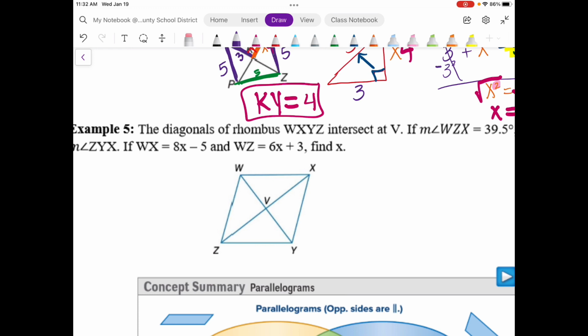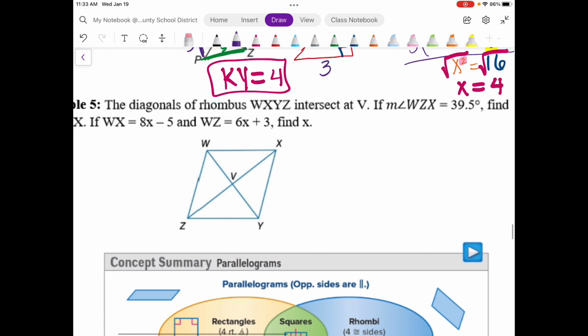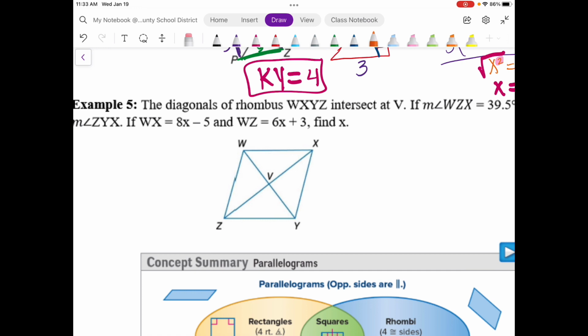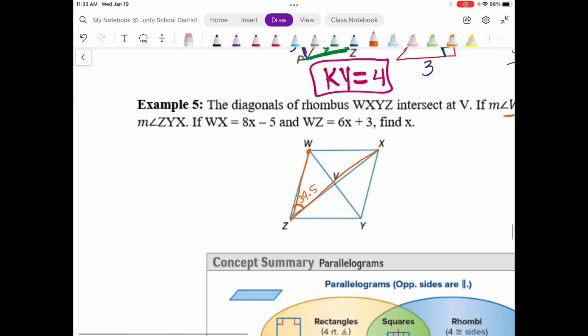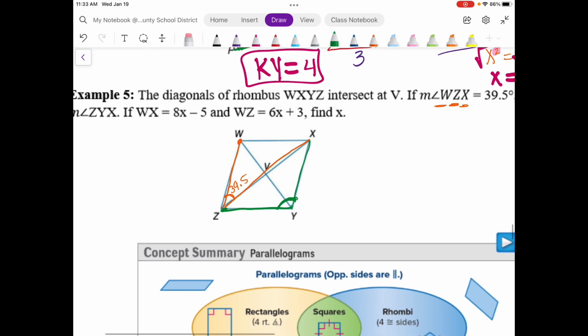And the last example here, we have the diagonals of W, X, Y, Z intersect at V, so that's in the middle. If angle WZX is 39.5, so W to Z to X, that means we start here, go down, and then up towards X. This angle right here is 39.5. I want to find angle ZYX, so from here to Y up to X, so I want to figure out this whole angle. And then I'm going to come back to the diagonals here in a second. Okay, so finding this angle first.